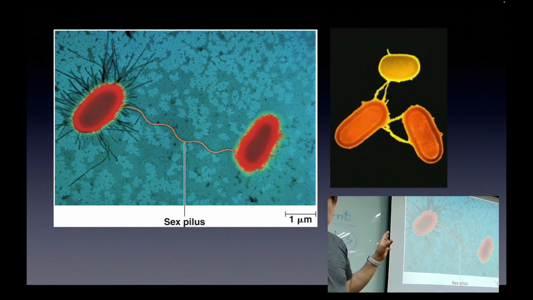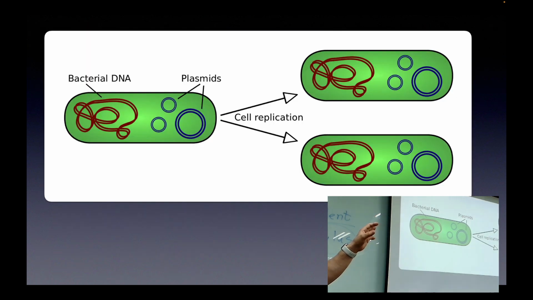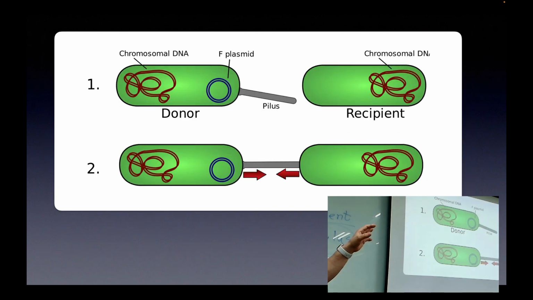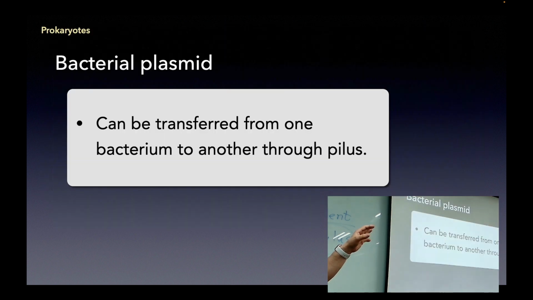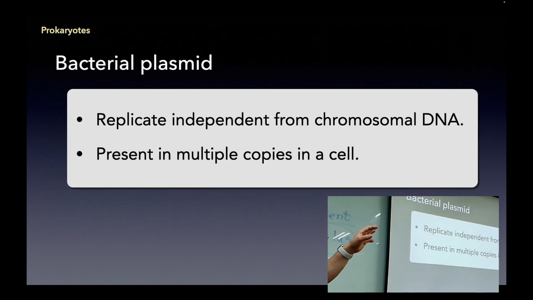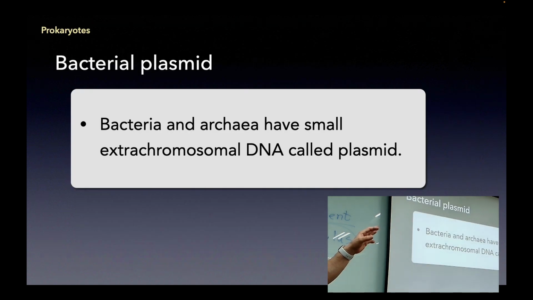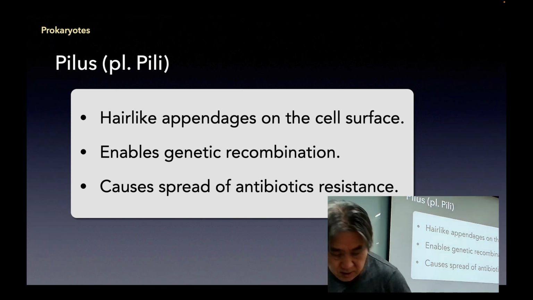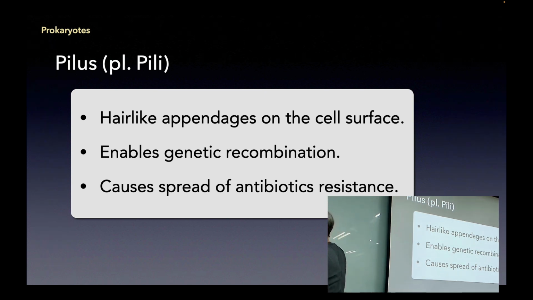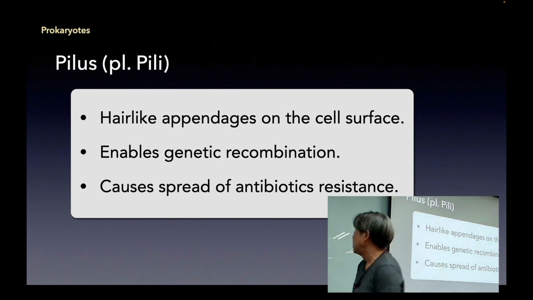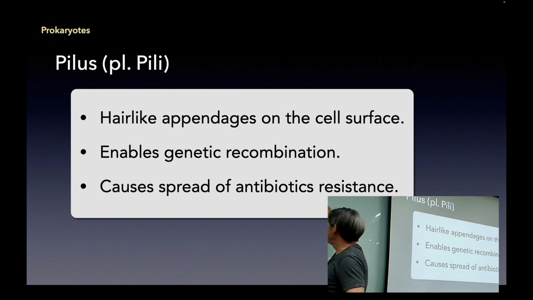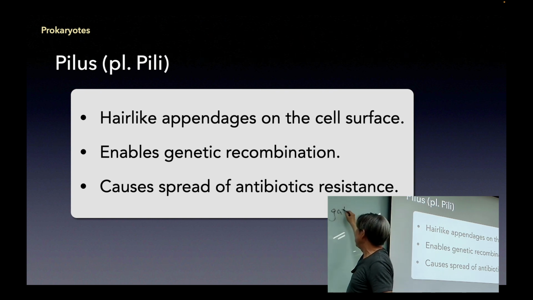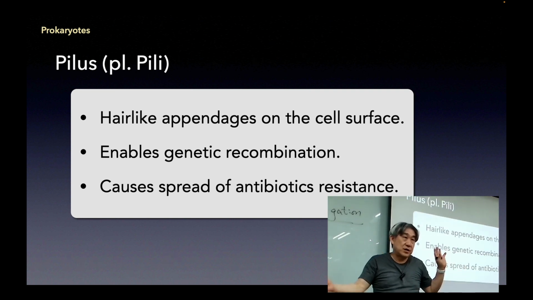This particular type of recombination we call conjugation. Exchanging genetic information through these sex pili is what we call bacterial conjugation.